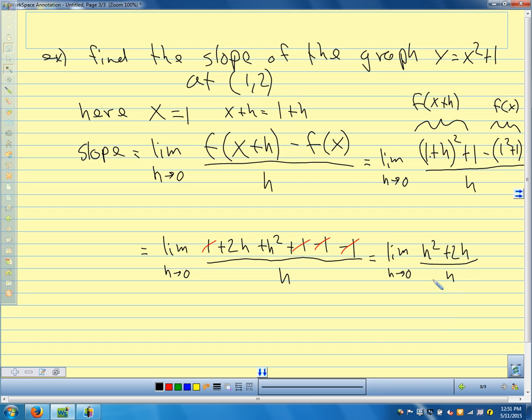I still get 0 over 0 when I plug in h equals 0, but what can I do to this? Simplify. How? Factor out an h in the numerator: h times h plus 2 over h. And then what can I do with these h's? They cancel. H divided by h is just 1. So I get the limit as h approaches 0 of h plus 2, which is 2. So the slope of y equals x squared plus 1 at the point 1, 2 is 2. All right, questions on what we did there?